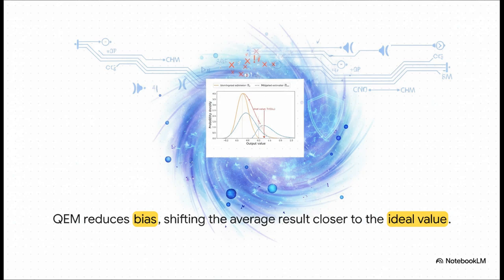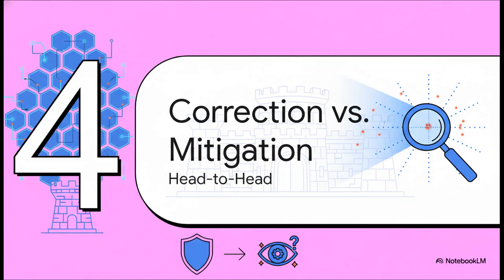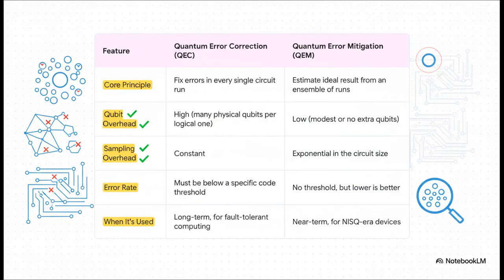Okay, so we've got the fortress versus the detective. Let's put these two strategies right next to each other and see how they really compare. This table really lays out the biggest differences. Look at the overhead trade-off. For QEC, you need a ton of extra physical qubits just to protect one logical qubit. QEM, on the other hand, is way cheaper on qubits, but you pay for it in a different way. You have to run your circuit over and over and over again.